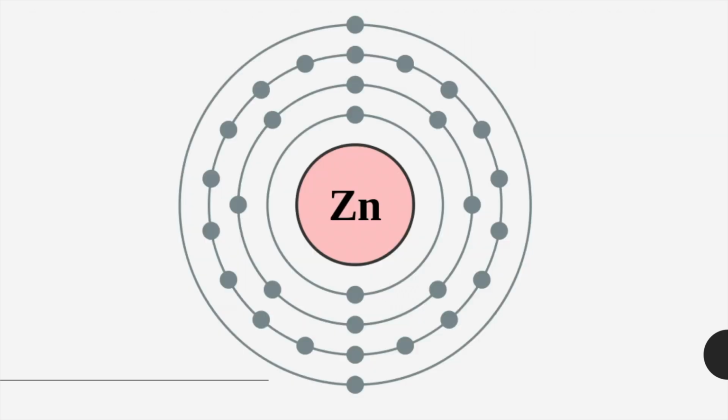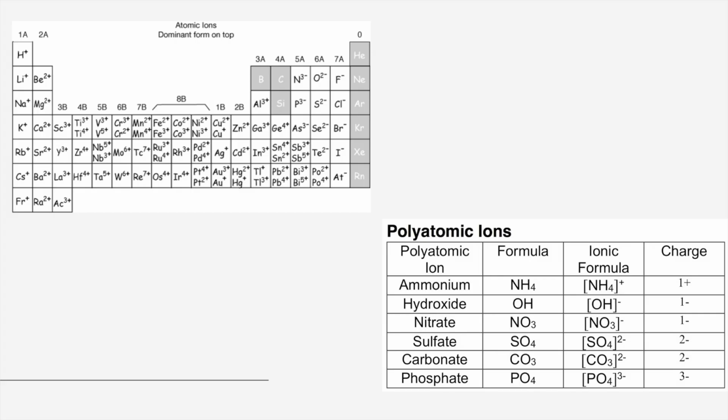Because zinc has 2 electrons in its outer shell, it would often want to donate these 2 electrons and thereby become a zinc 2+ ion. This is an atomic ion because it only consists of an atom and a charge. Polyatomic ions are ions that consist of more than one atom and a charge. That could, for example, be nitrate, which consists of one central nitrogen atom surrounded by 3 oxygen atoms.